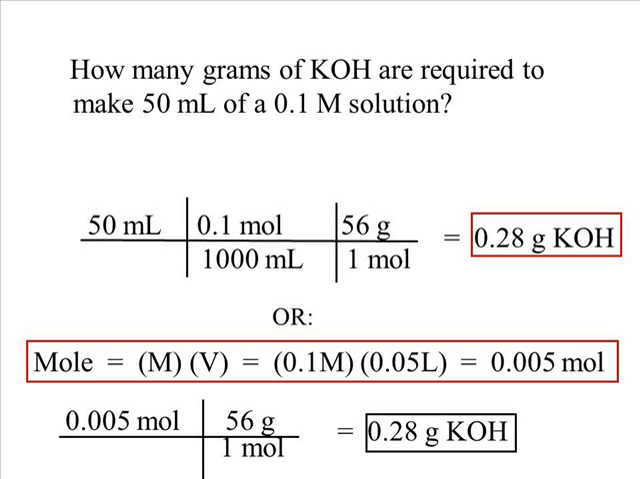If you use the formula method, you would say moles is equal to molarity times volume. You need to make sure again that your volume is in liters. That gives you a mole value, and then you still need to use the molar mass. 1 mole is 56 grams to get your mass, or grams, of potassium hydroxide. Again, either method is fine.